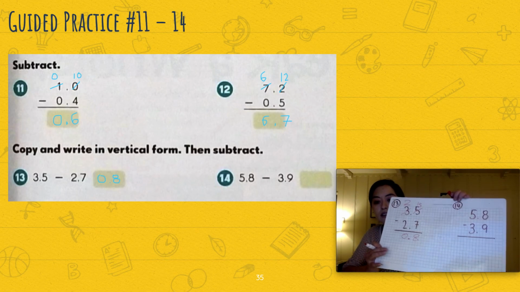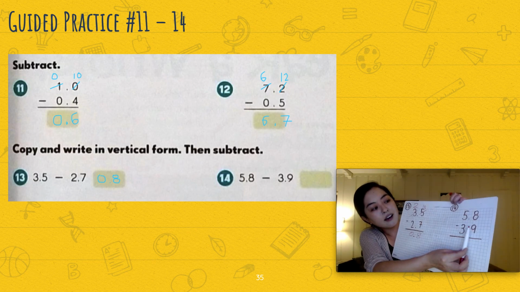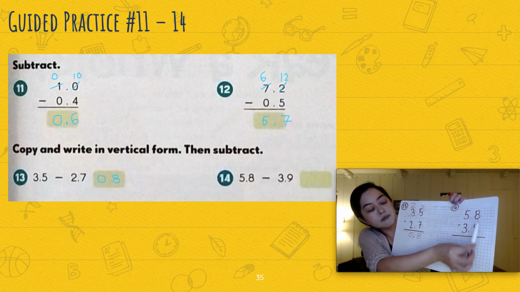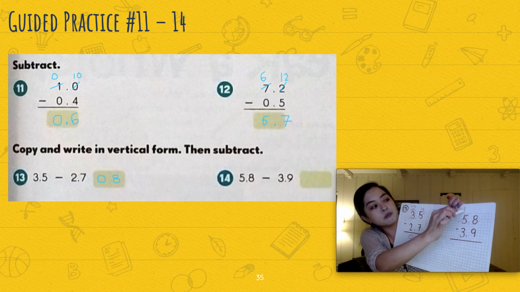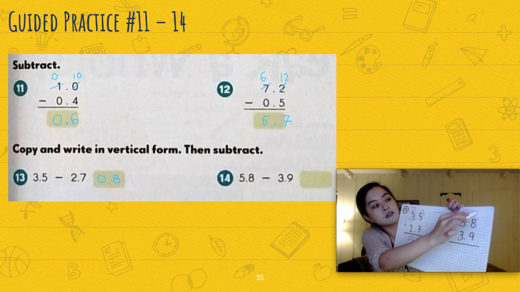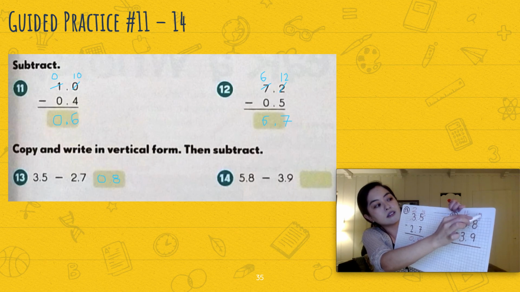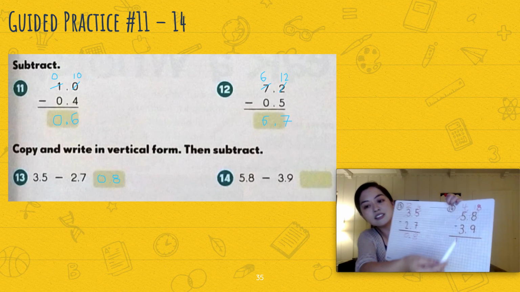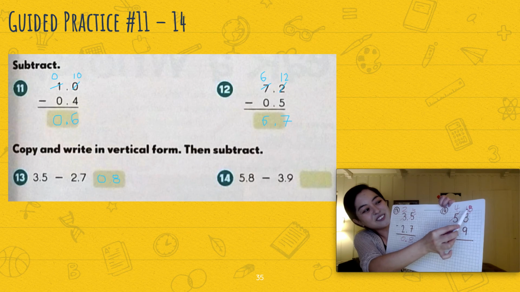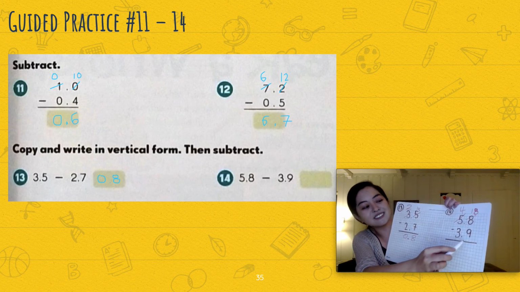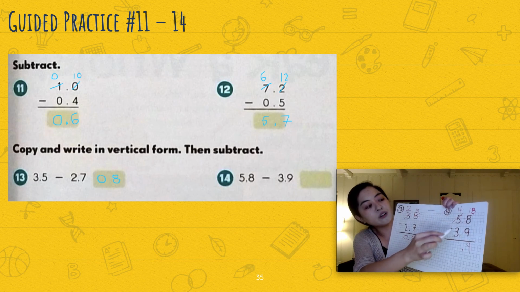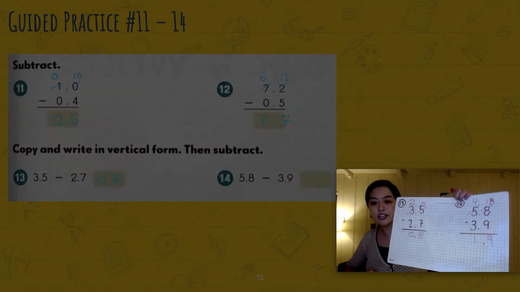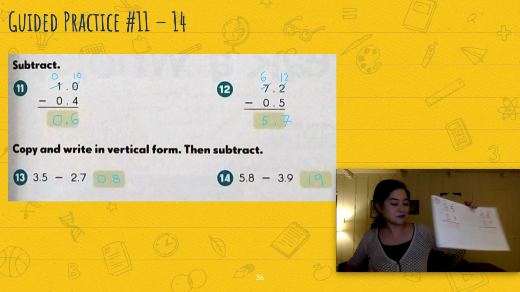All right, let's look at number 14. I cannot take away 9 tenths from 8 tenths, so I have to regroup from the 1, so that becomes 4 ones, and then this becomes 18 tenths. Okay, you can see that is the 18, right? So 18 tenths minus 9 tenths is 9 tenths. Drop the decimal point. 4 ones minus 3 ones is 1. And so your answer is 1.9.